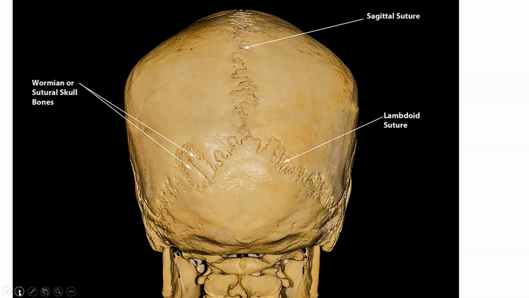Here's another view of that lambdoid suture. Notice here's the two parietal bones. Here's the lambdoid suture. And here is the sagittal suture. The wormian or sutural bones are bones that form within sutures, and we all have different sutural bones.